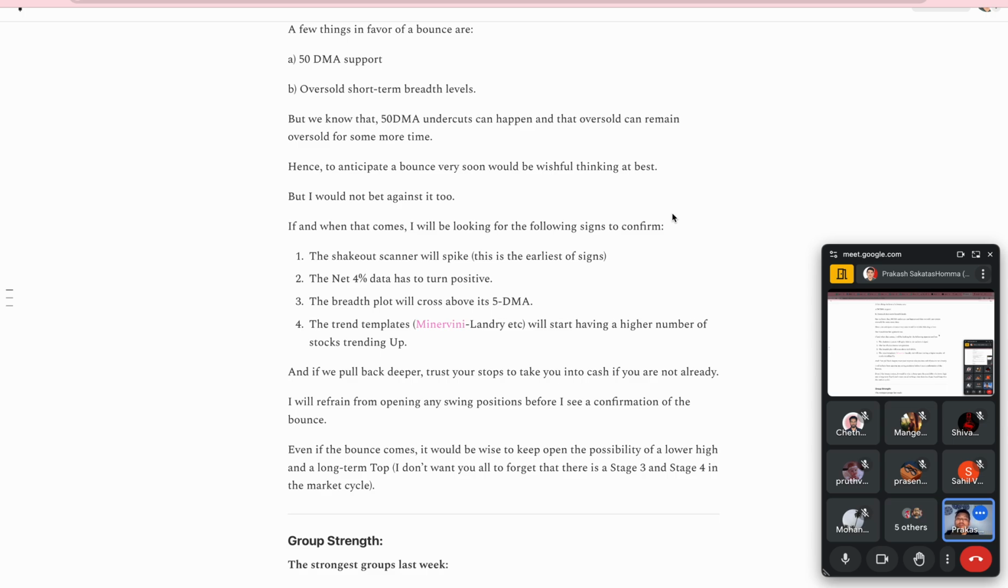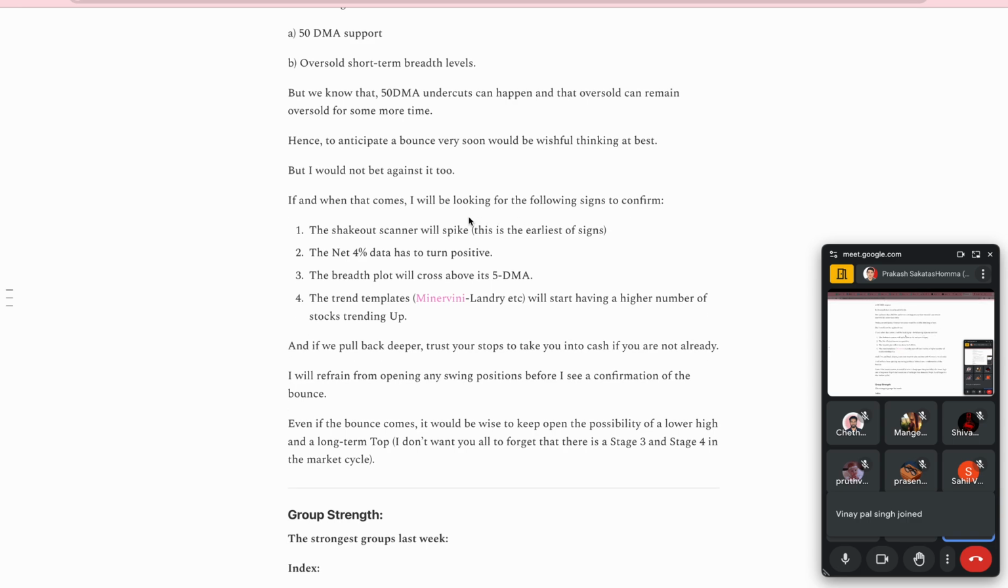What are the first few things one should look at to confirm that there is a bounce now incoming? These were the signs I would be looking for when the bounce comes. First things first, the shakeout scanner will spike, and this is most often one of the first signs that we are finding some sort of support. The second thing I would have looked at to confirm was the net 4% data has to turn positive. There is no conversation of a bounce until and unless the net 4% data turns positive. And the breadth plot will of course reverse and cross its 5 DMA.